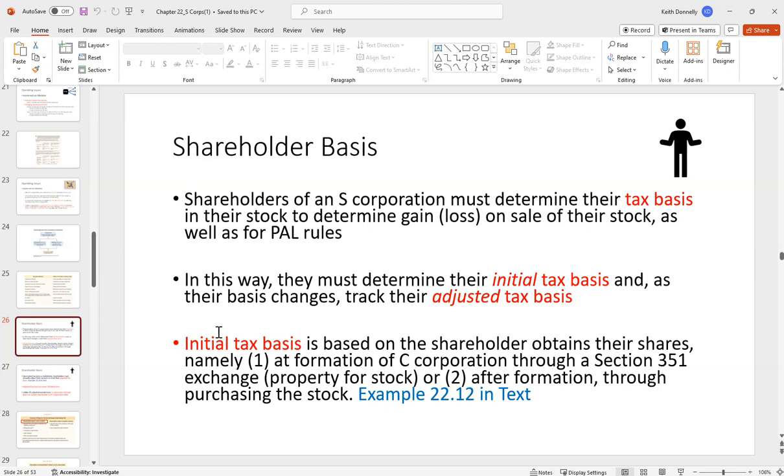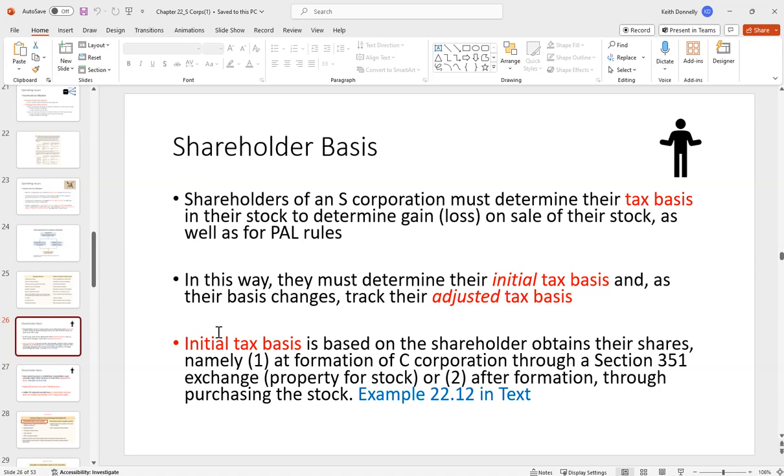And we said the reason we care about basis is the same as with partnerships. If we go to sell our stock in the S Corp, it's going to trigger a disposition event, namely the amount realized, what we sell it for, minus our adjusted basis gives us our gain or loss. If you sell your S Corp stock for $1 million and you paid 400, you have a $600,000 gain.